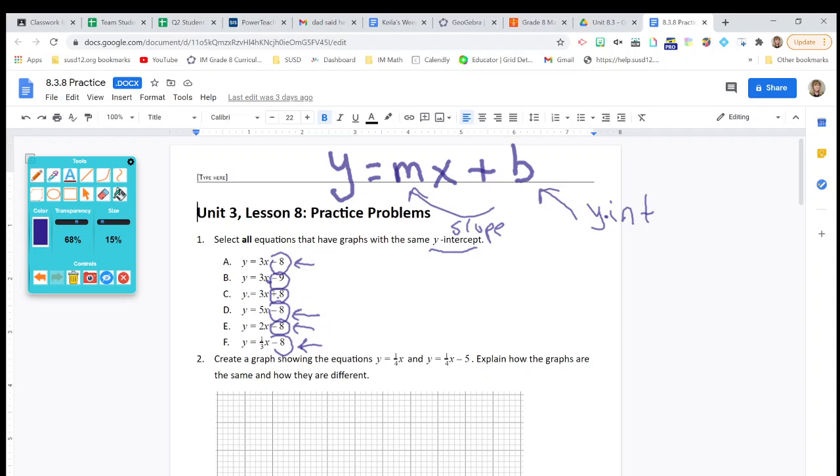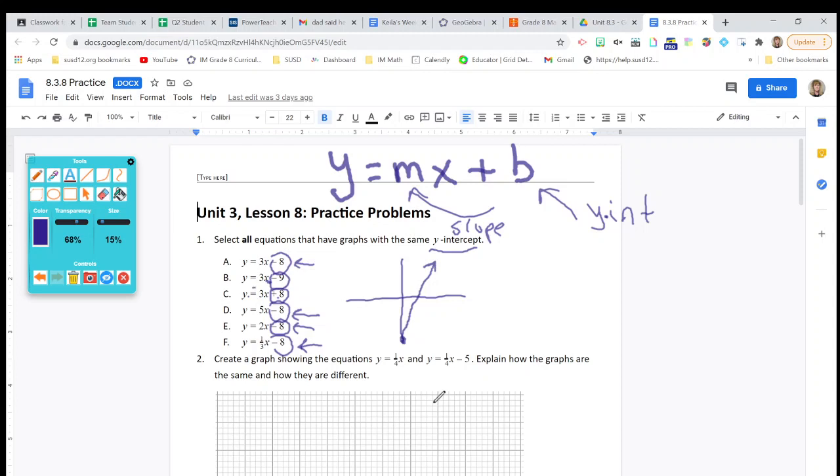So all of these, if I were to graph them, let me just sketch a graph really quickly. We would have 3x with a y-intercept of negative 8. Negative 8 is down here. 3x, 3 is a positive slope. That means y increases by 3 every time x increases by 1. That's a kind of a steep line there.